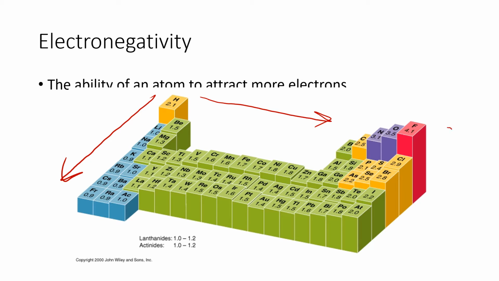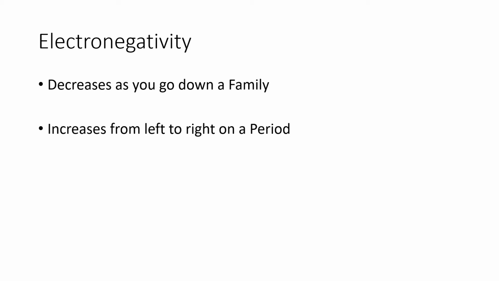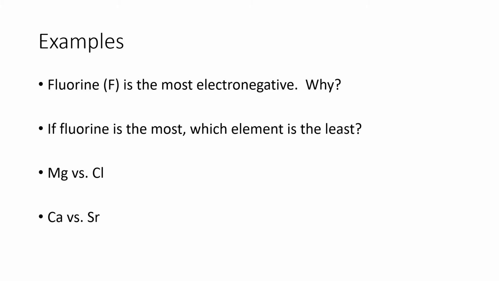But notice that there is a certain group or family that is missing. These are the noble gases. So why would the noble gases be missing? Because they don't need to attract more electrons. They already have their full octet, except for helium. So therefore, they don't need to attract more electrons. It decreases as you go down a family and increases from left to right on a period.